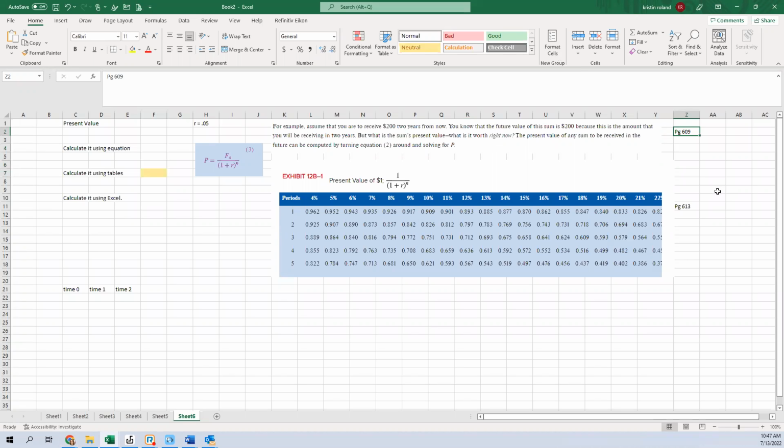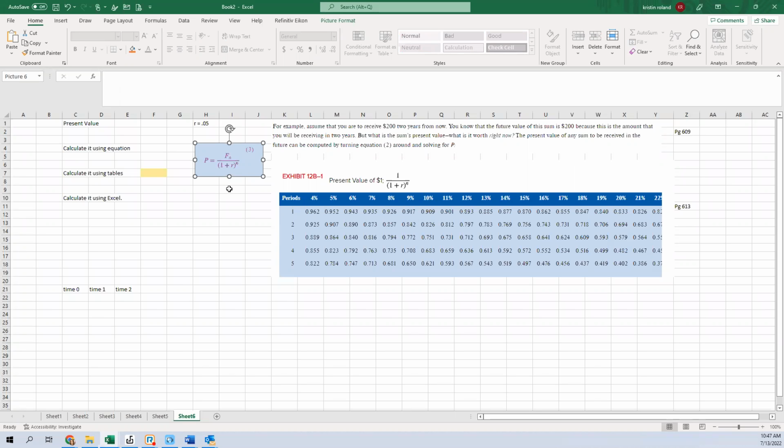You know that the future value of this sum is $200 because this is the amount that you'll be receiving in 2 years. But what is the sum's present value? What is it worth right now? The present value of any sum to be received in the future can be computed by using this equation, which they give you in the book.